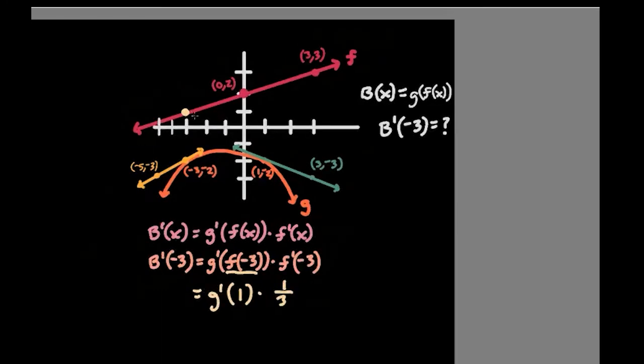The g prime of 1. So we're looking for the derivative at this point right here, and I said that I drew a tangent line at that point. So all you need to really do is find out what is the slope of this tangent line here. Well, it goes from 1, -2 to 3, -3. So it goes down, so it's going to have a negative slope here, and it goes down 1 over 2, so it should be a -1/2 slope, so it's going to be -1/2 times 1/3, and then if you multiply that out, you get -1/6 as your final answer.